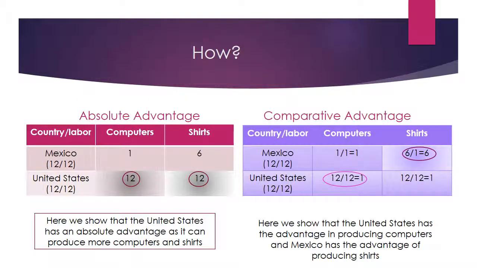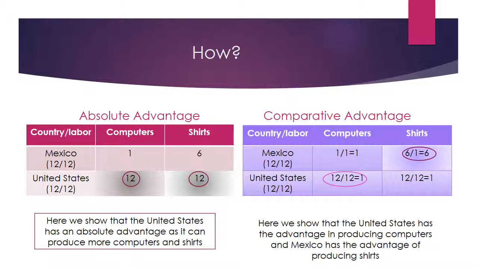And so how does this work? So what I've done is I've created two charts. I have a chart for absolute advantage and then a chart for comparative advantage. I'm going to go ahead and begin with absolute advantage, which is the chart to our left. So I have divided that by country and labor, the items being computers and shirts. So we have country A, which is Mexico. So for 12 units of labor, they can produce one computer. And then Mexico can produce 6 shirts for 12 units of labor.